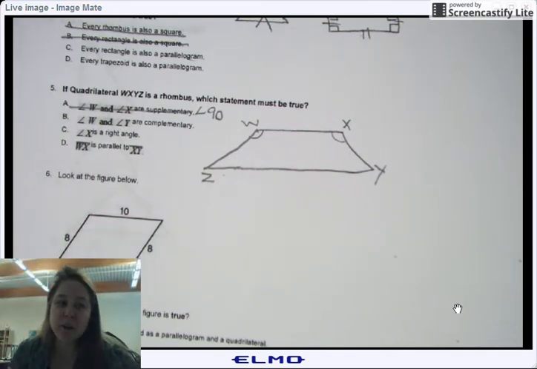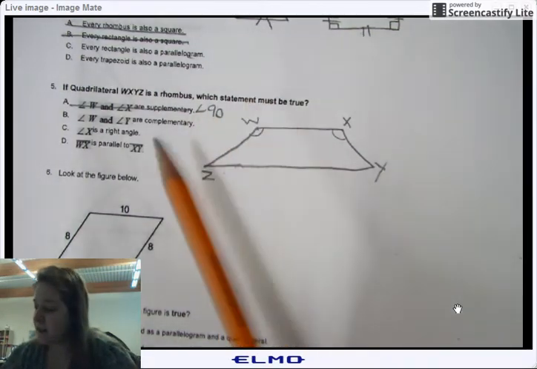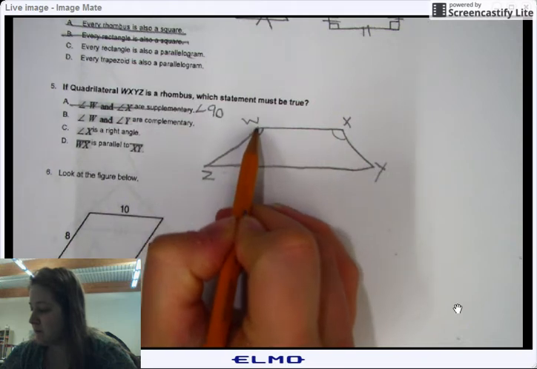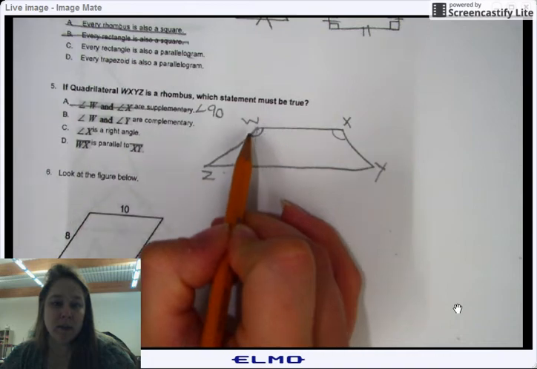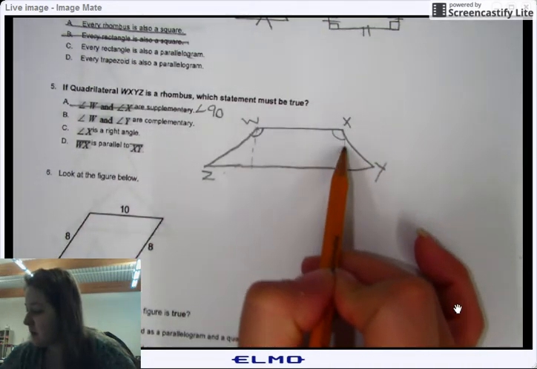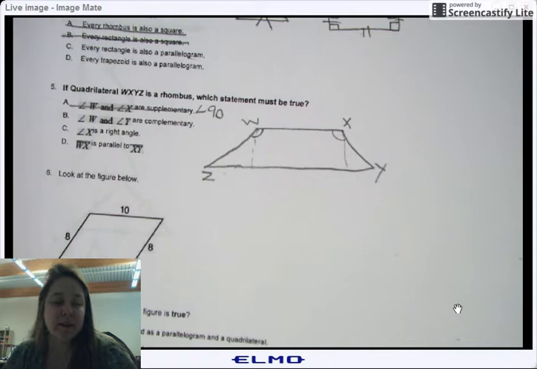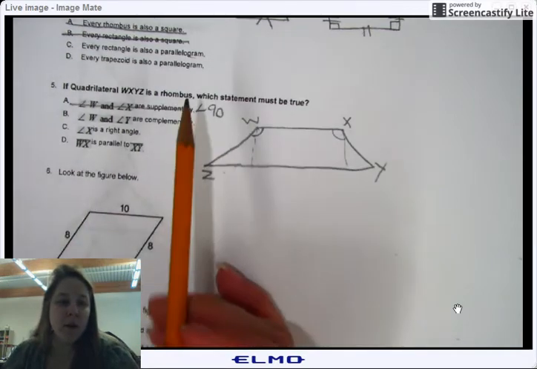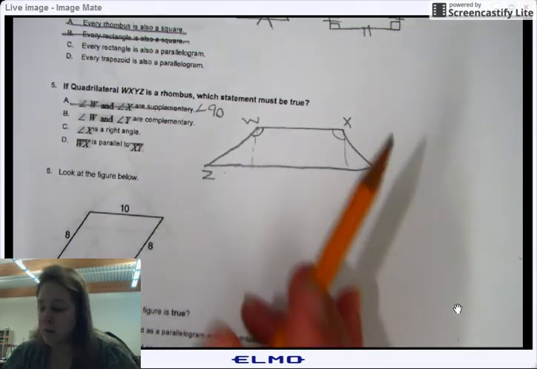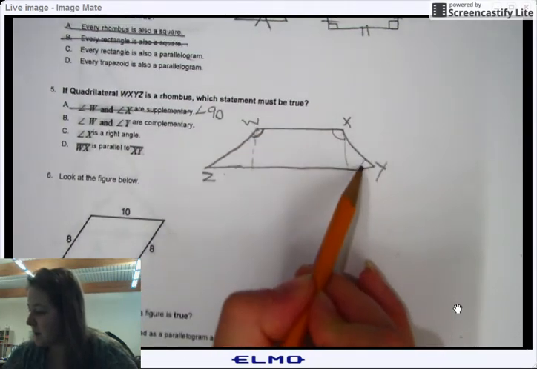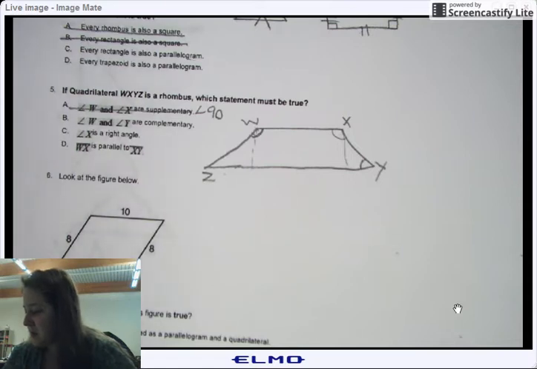Okay, we're still working on question number 5. And so we ruled out A because this is an obtuse angle. Because if this would be a right angle, and you know from here to here is 90 degrees, well, it's bigger than 90 degrees. And same thing with here. This would be bigger than 90 degrees. Okay, so then that means W and Y are complementary, which means they're under 180 degrees. Possibly.